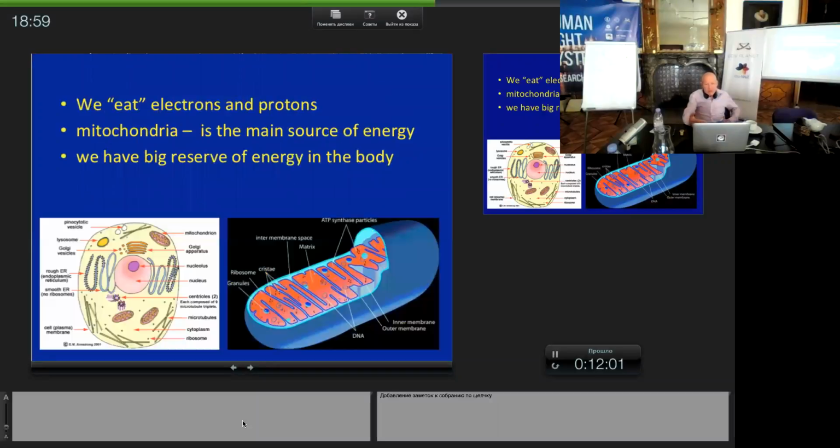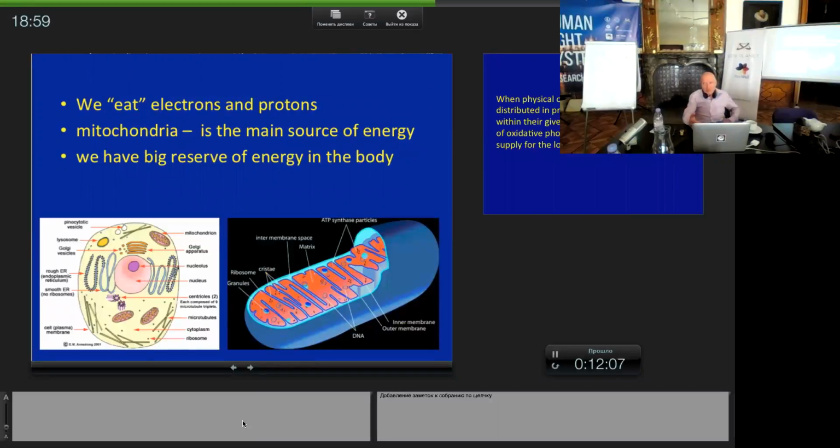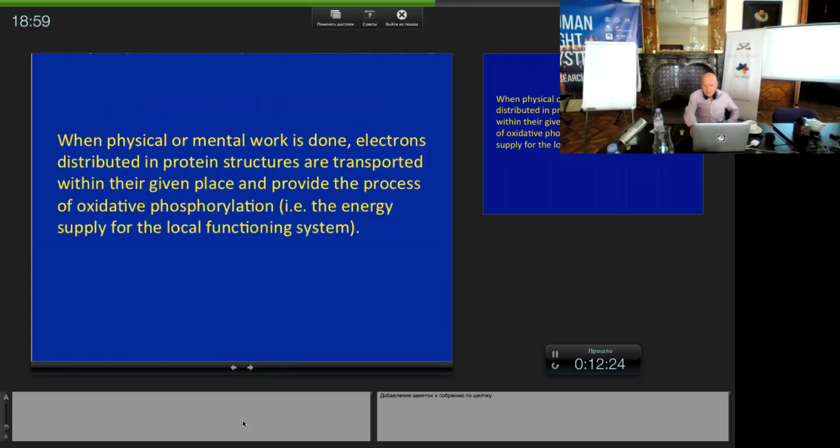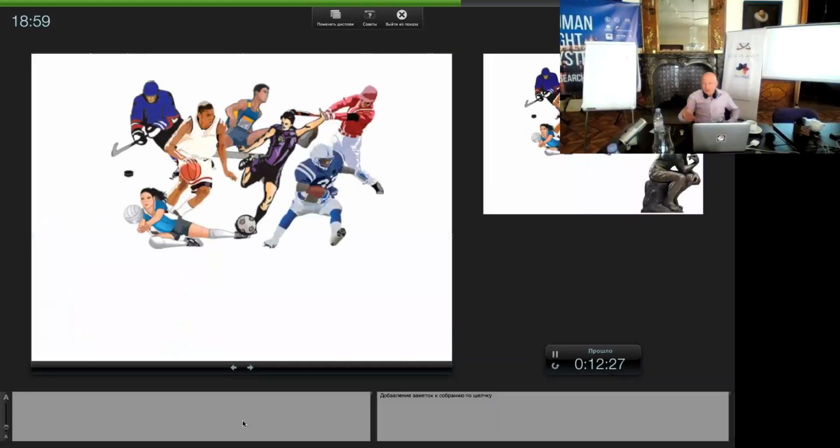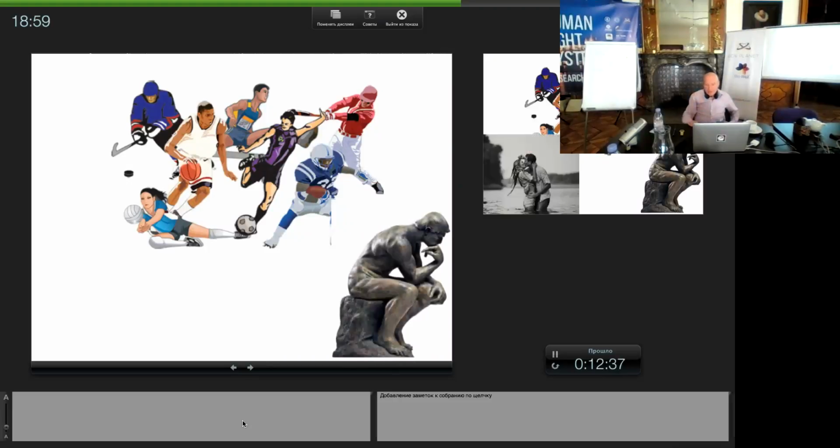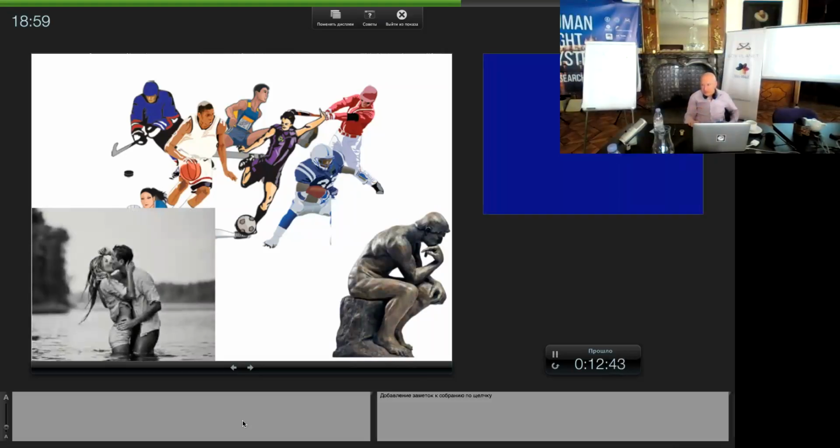And so we understand we eat electrons and protons. We don't need food, we need electrons and protons. And we have mitochondria. This is the main source of energy. So we have this energy reserve, energy station in every cell of our body. And then we just need to redistribute this energy. When we need it for physical activity, we send it to our muscles. When we need it for mental activity, we send it to our brain. When we need it for love, we send it to other parts of the body. But we have a tremendous amount of energy in the body, tremendous amount.